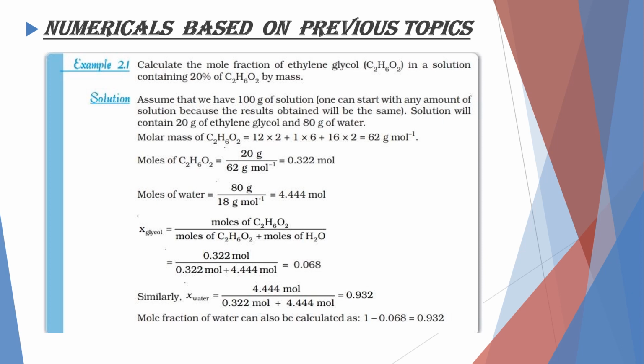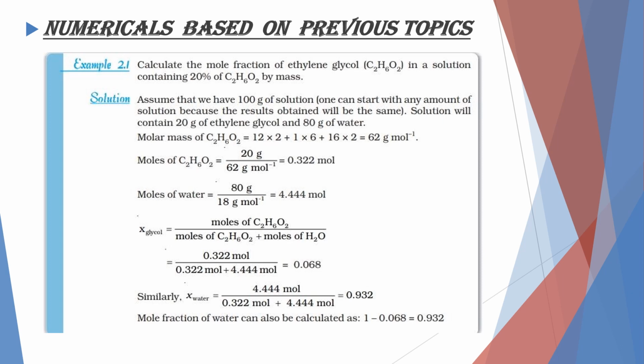Assume that we have 100 grams of solution. One can start with any amount of solution because the results obtained will be the same. The solution will contain 20 grams of ethylene glycol, C2H6O2 being the formula for ethylene glycol, and 80 grams of water. That means 80 grams of water is the solvent and 20 grams of ethylene glycol is the solute.